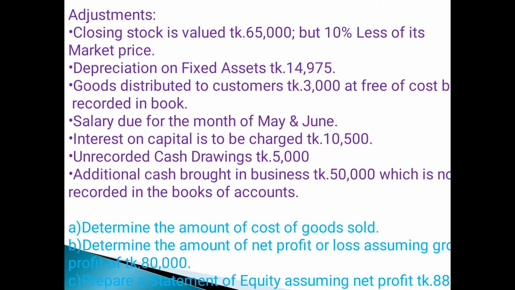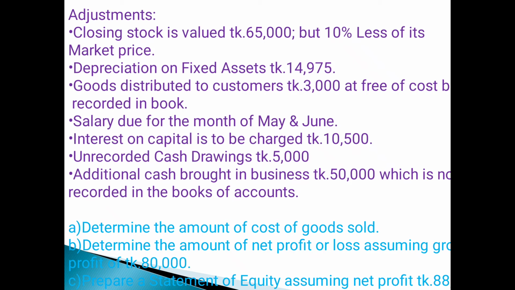From this trial balance and adjustment, you have to complete the 3 requirements, already fully discussed in trial balance items and adjustment items. Number 1, determine the amount of cost of goods sold. Requirement B, determine the amount of net profit or loss assuming gross profit of taka 80,000. Requirement C, prepare a statement of equity assuming net profit of taka 88,000.